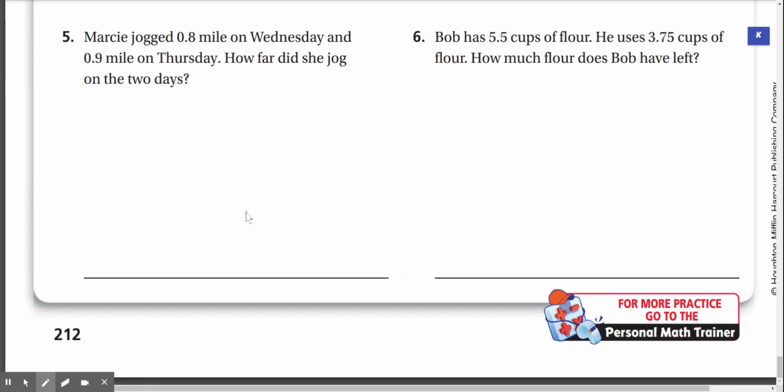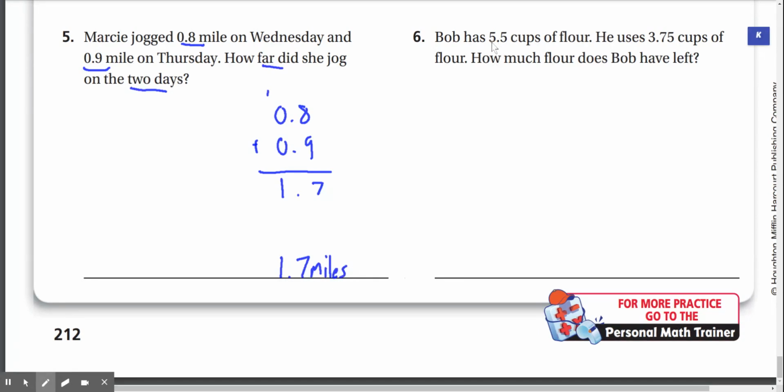Number 5. Marcy jogged 0.8 miles on Wednesday and 0.9 miles on Thursday. How far did she jog in the 2 days? So looking for the total distance, and if we want to do that, we're just going to add 0.8 plus 0.9. And we add those two, that's going to give 9 plus 8 is 17. Carry the 1. And this 1 is just going to drop down here, and it's 1.7 miles.